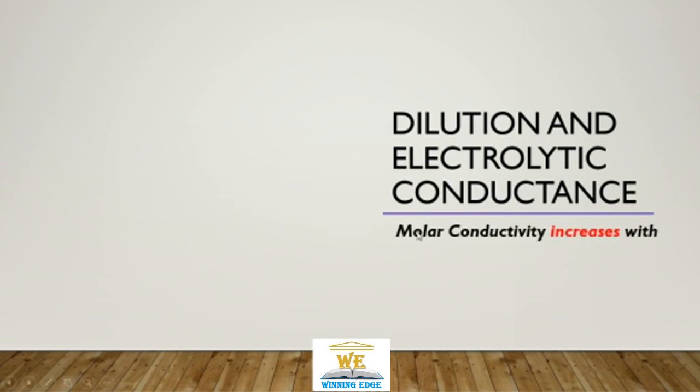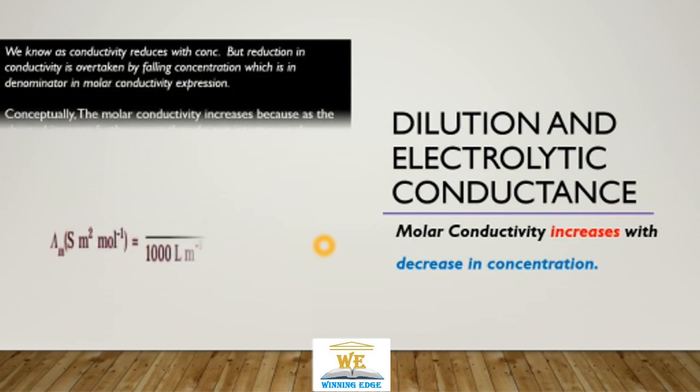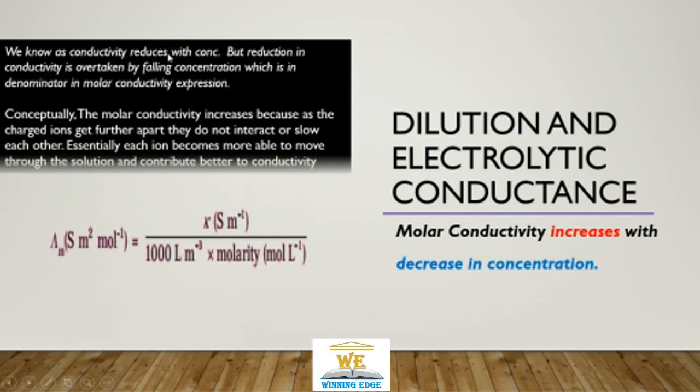Now, in the effect of dilution on molar conductivity, you will be surprised that molar conductivity will increase with decrease in concentration. It may be surprising. Why does molar conductivity increase while conductivity reduces with dilution? The reason is, conductivity reduces with concentration, but in case of molar conductivity, the reduction in conductivity is overcome by falling concentration, which is in the denominator in the molar conductivity expression.